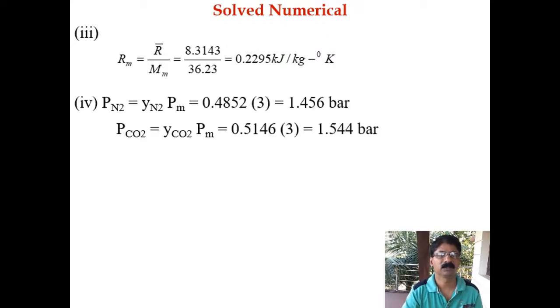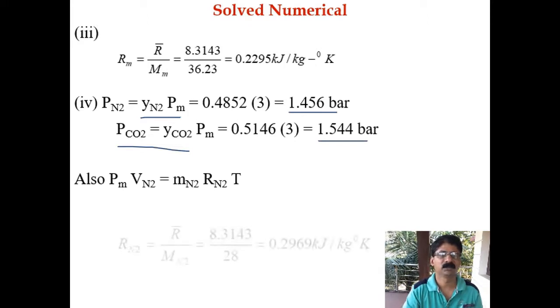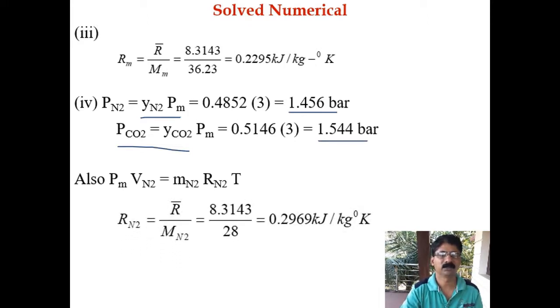Then partial pressure of N2 is nothing but mole fraction of N2 into mixture pressure, you'll get 1.456 bar. Similarly, partial pressure of CO2 you'll get as 1.544 bar. If we add those two, you'll get 3 bar, which is nothing but the mixture pressure. Now using the state equation, you can find out the partial volumes. To find RN2 in this state equation, you can use the R bar by M equation.